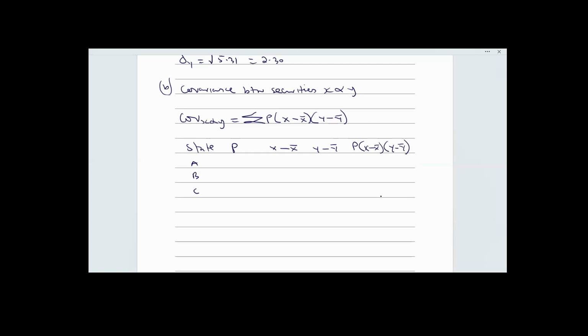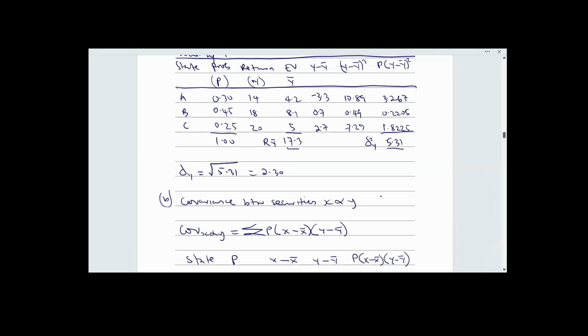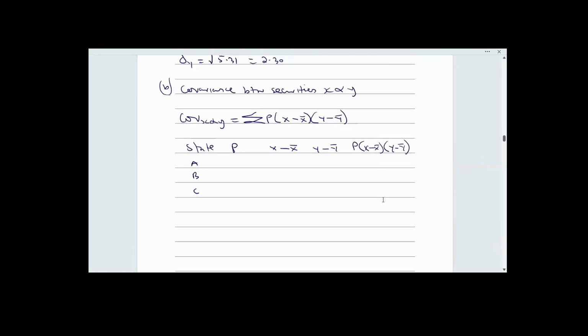All right. So we have probability of 0.3, 0.45, and 0.25.